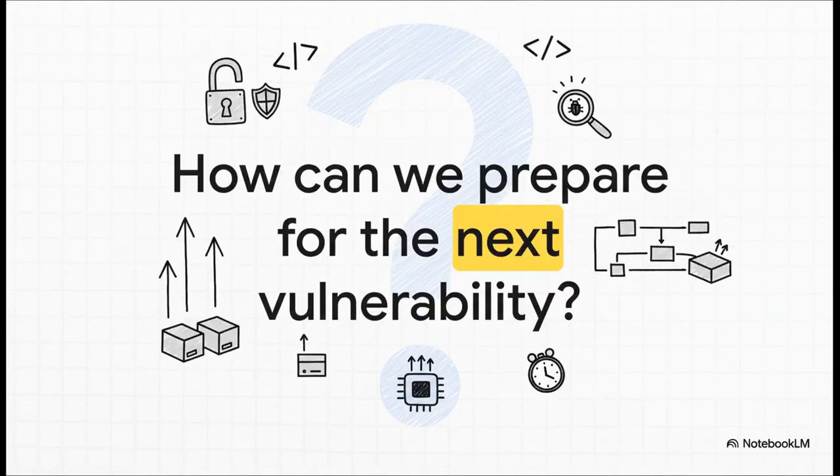So, look, the immediate task is simple. Go update your packages. Right now. But this whole episode leaves us with a much bigger question, doesn't it? This is not going to be the last major vulnerability we see in a library we all depend on. So the real challenge for all of us is, how do we build our development processes to be more resilient and ready for the next one? That's definitely something we're thinking about.